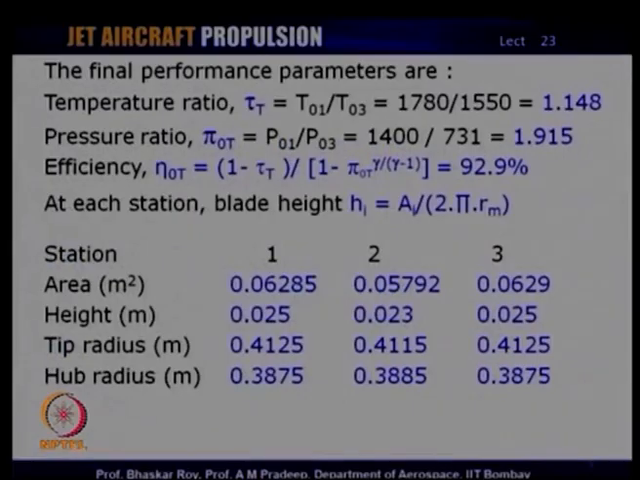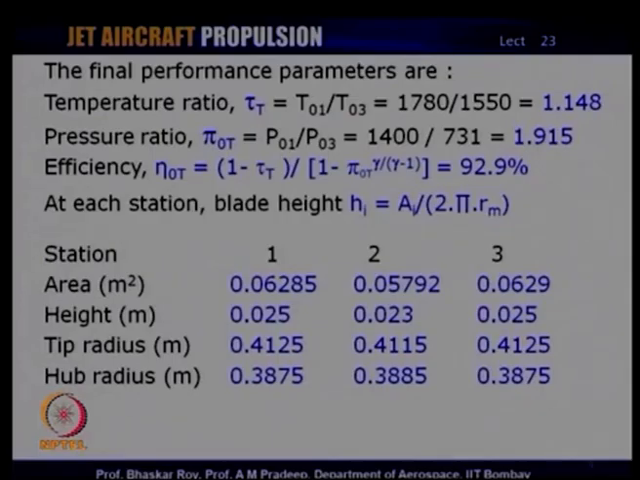Let us finally put them all together. The performance parameters that we get from this in terms of temperature ratio, the total temperature ratio is 1.148. The total pressure ratio or the pressure drop across the stage is 1.915, which is a modest total pressure ratio across a turbine stage. Many of the modern turbines could possibly have much higher pressure ratio across their stage.